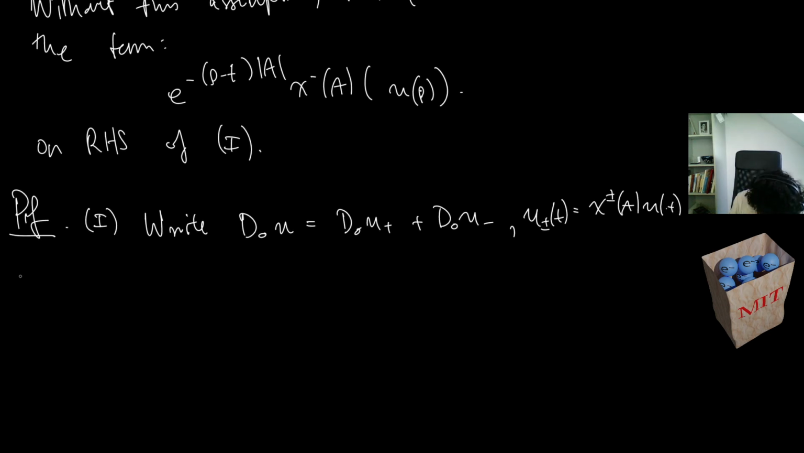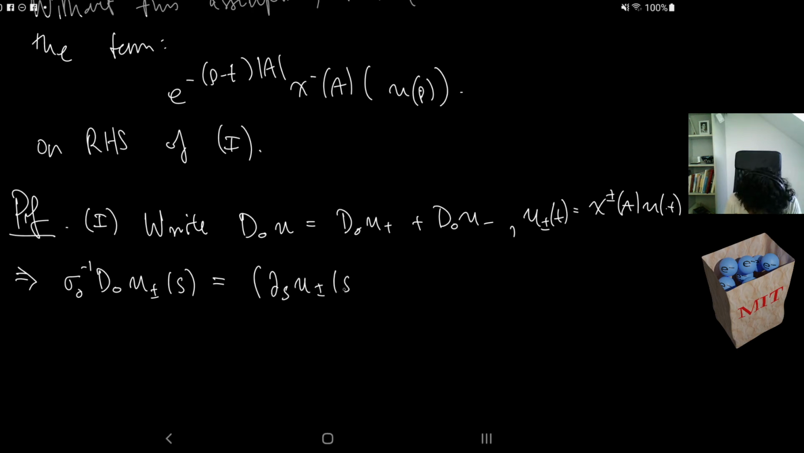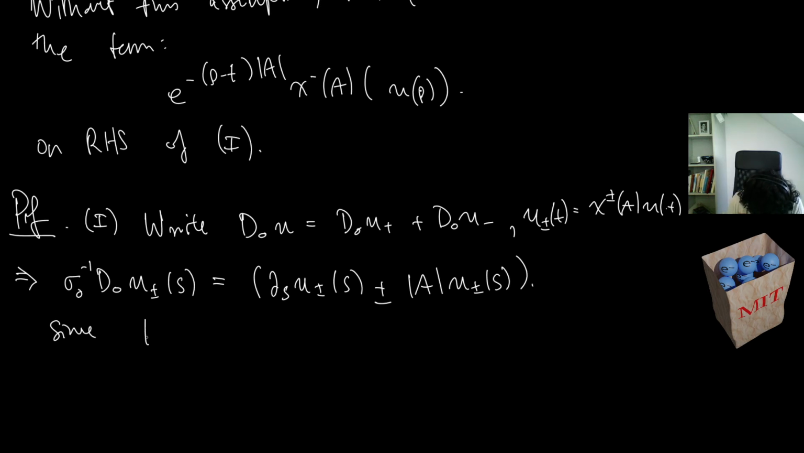So what happens now? That implies the following. So sigma naught inverse d naught, which is dt plus a, this is precisely just going to be equal to partial s u plus minus of s plus minus of modulus a u plus minus of s, right? Since a is equal to modulus a signum of a.